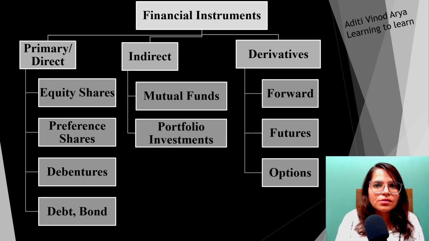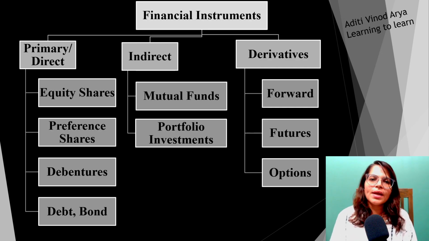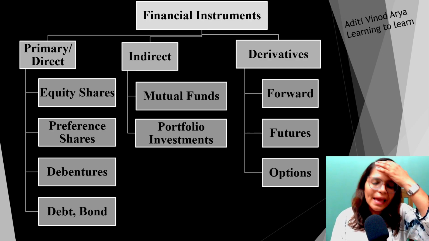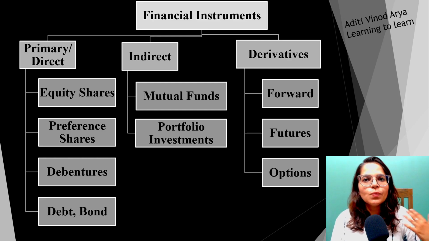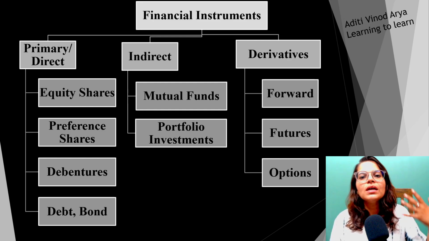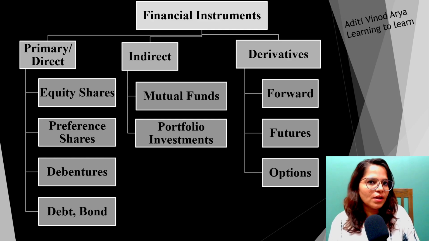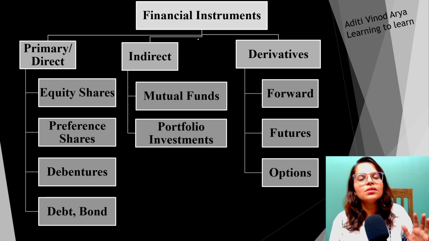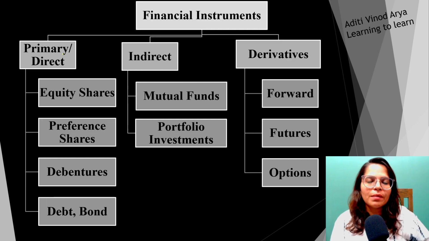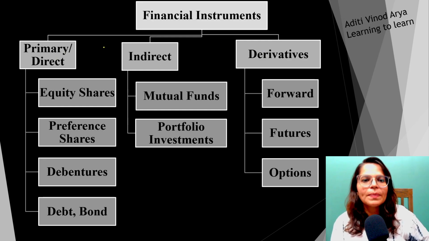Then we have financial instruments. Financial instruments could be shares, securities, debentures, bonds, anything. Now there are various ways in which we can actually categorize the financial instruments. So here the financial instruments are categorized as primary, direct, indirect, and derivatives.